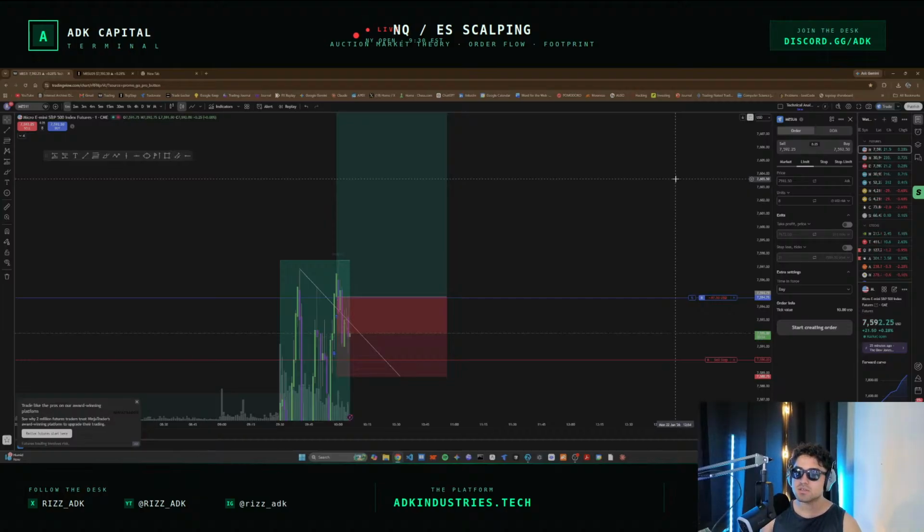Now, if it takes the last point of defense and it doesn't hold up, then I don't want to be in this trade. But if this last point of defense holds up, then I would want to take a trade. I would still want to be in the trade, right? So right here, we're just waiting for the squeeze right now.